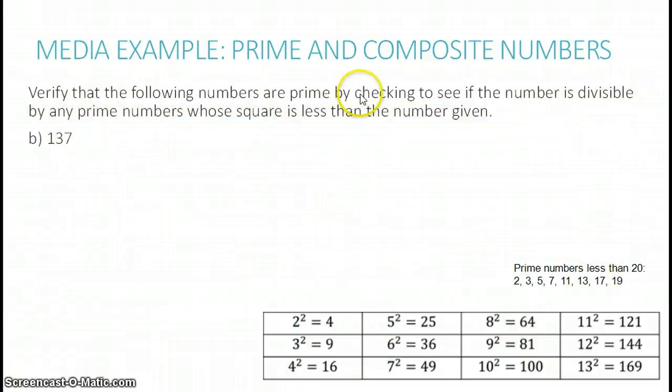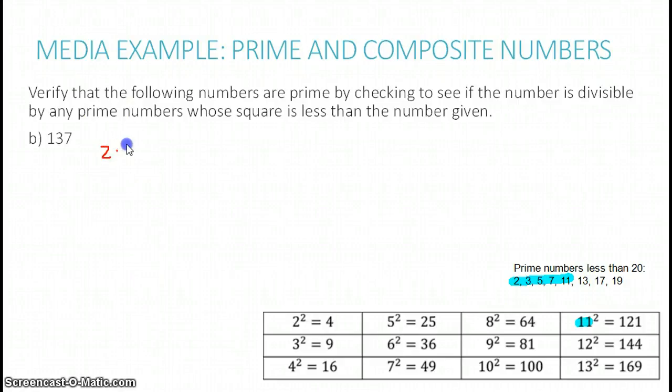Verify that the following number is prime. We have 137. So let's locate it in our chart. 137 is between 121 and 144. Rounding down, we'd go to 11. Okay? So we only need to check the prime numbers less than 11. 2, 3, 5, 7, and 11. We don't need to check 4 or 6 or 9 or 10, just these 5 numbers. So let's write them down.